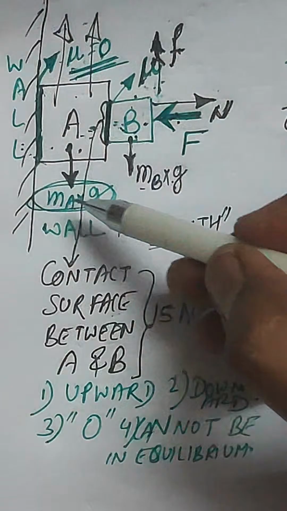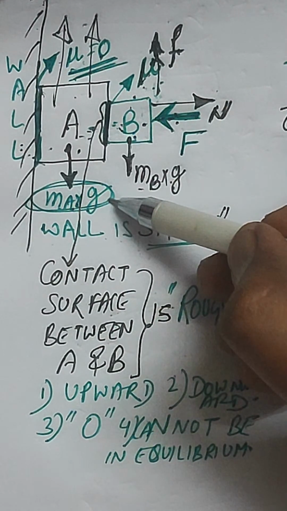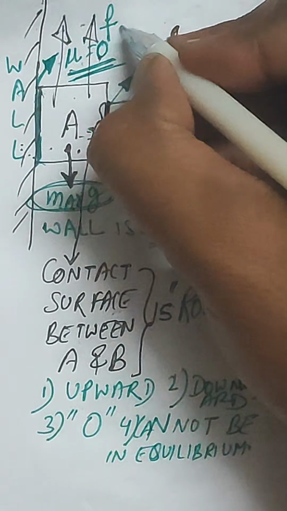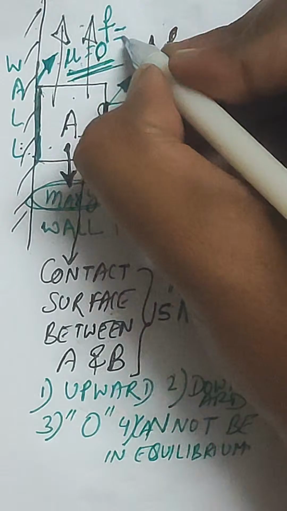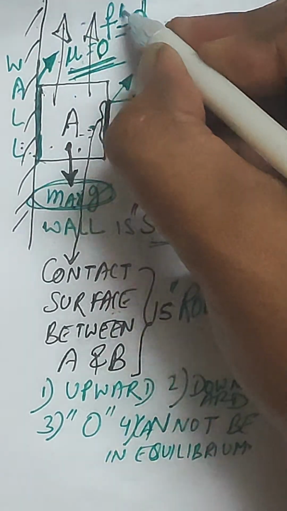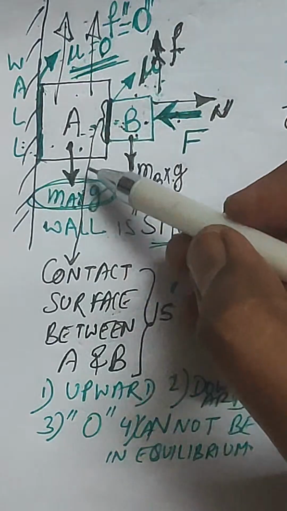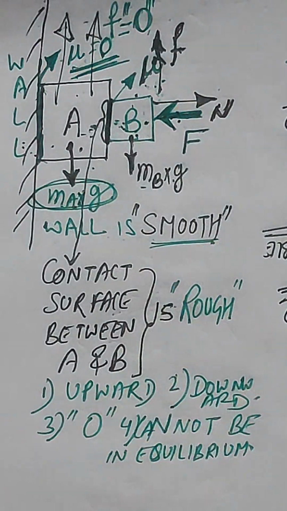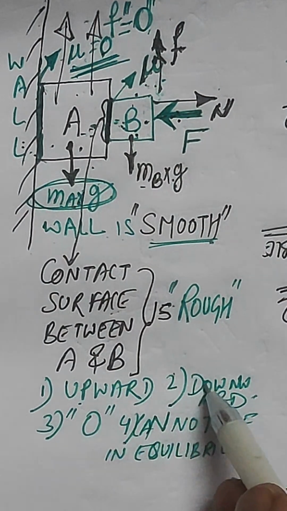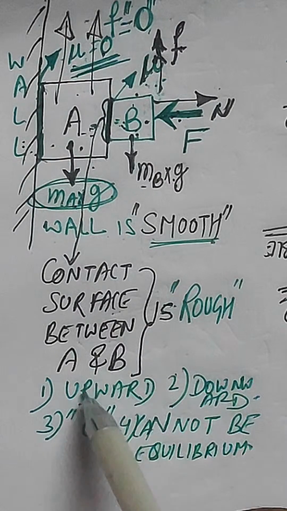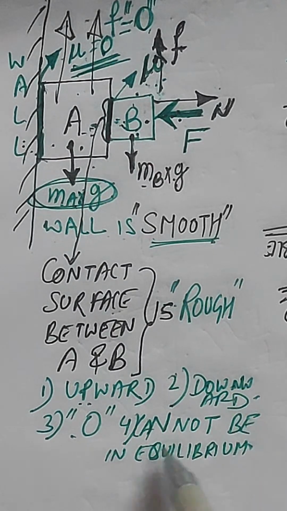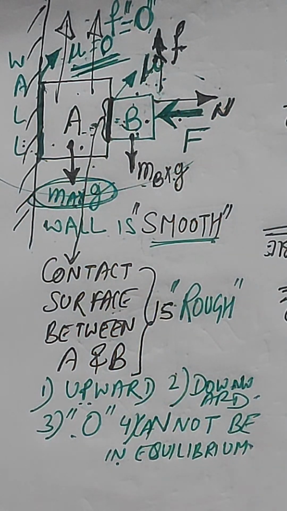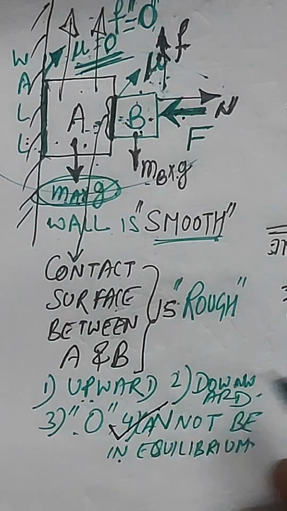So this mg, mass of A into g, the weight of A, would not be compensated by anyone because the frictional force over here is 0, right? So that's why this mass A will be going downward. So from these four options, that is, either the system will be upward, downward, 0, or cannot be in equilibrium, this cannot be in equilibrium, and that's why our option number 4 is correct, right?